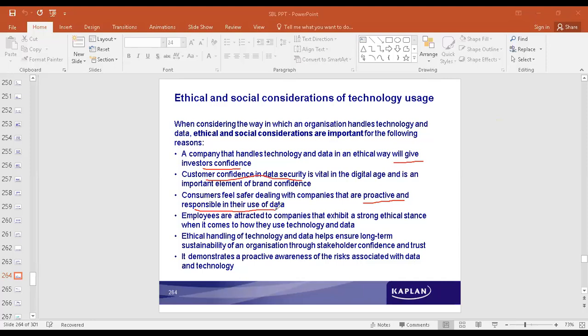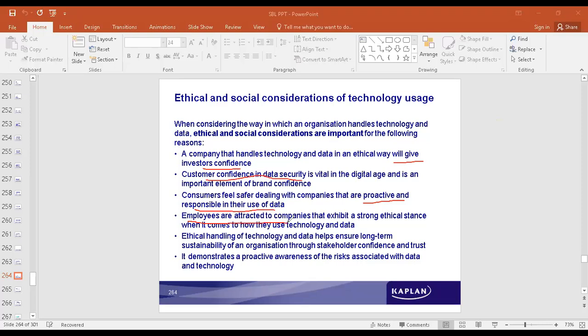Then employees are attracted to companies that exhibit a strong ethical stance when it comes to how they use technology and data. So wherever the value system of the organization is considered to be very good, the ethical culture is very good in the organization, high caliber employees get attracted to such organizations. For them, it is not the pay package that is attractive, but the culture in the organization is more important to them. The value system is more important. If the organization takes good care of protecting the data, then employees also do get attracted. They stay with such organizations.